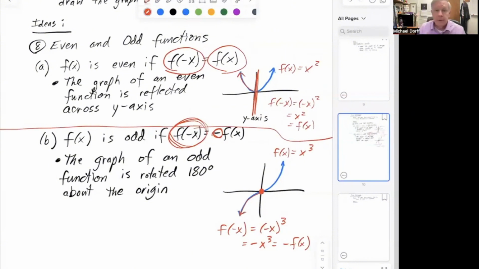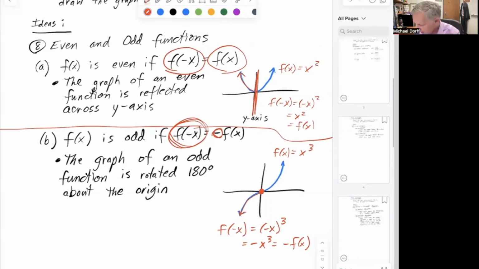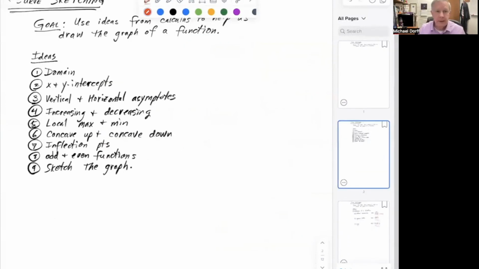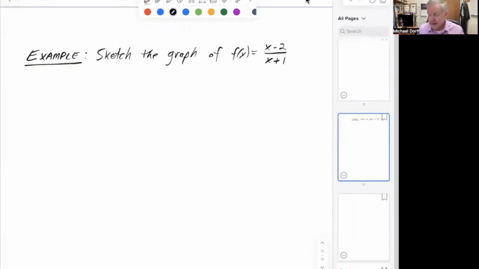All right. So those demonstrate all the ideas that we had at the very beginning here: we look at the domain of the function, the x intercepts, vertical and horizontal asymptotes, where it's increasing, decreasing, local max and mins, concave up, concave down, inflection points, and odd and even functions. All right, let's look at a specific example of using those 8 ideas in order to sketch the graph of this function.